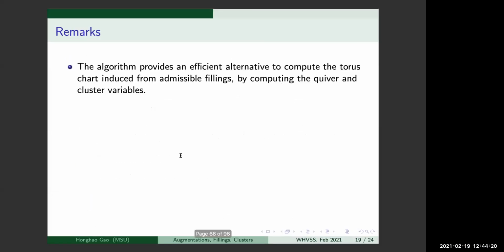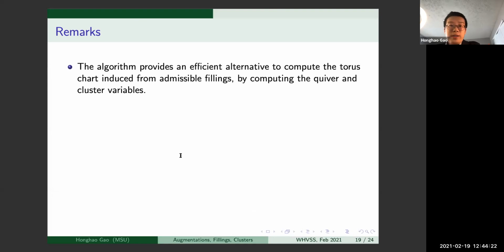Okay, so I want to make a few remarks on these algorithms. First of all, by using the computer, we can provide an effective way of computing the Tarski chart from the admissible filling. This is a more hands-on method compared to the original approach by Ekholm-Honda-Kálmán, because I don't need to keep track of all those holomorphic curves. Instead, I can compute the quiver and cluster variables first, and then the chart is just by setting the cluster variables to be non-zero.